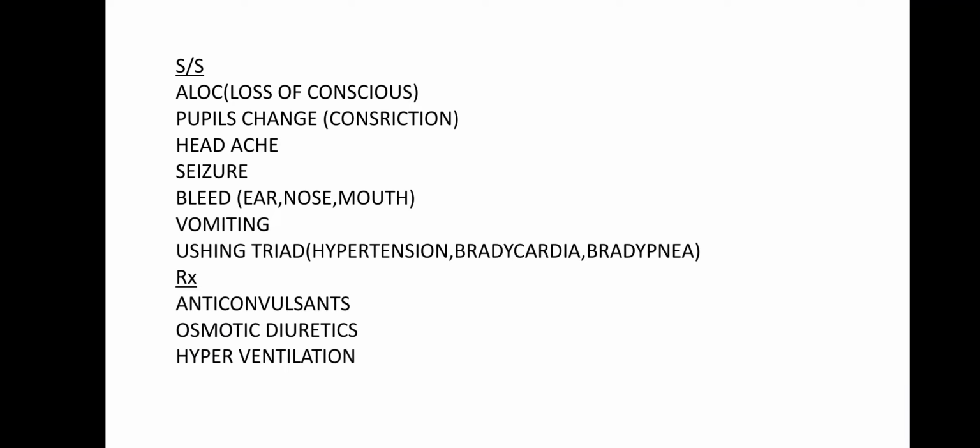Signs and symptoms include loss of consciousness, pupil changes, constriction always, less than 0.5 mm, headache, seizures, bleeding and vomiting. Cushing triad, that is hypertension, bradycardia, bradypnea. Anticonvulsants, osmotic diuretics, and hyperventilation are the medications we will give to this patient.